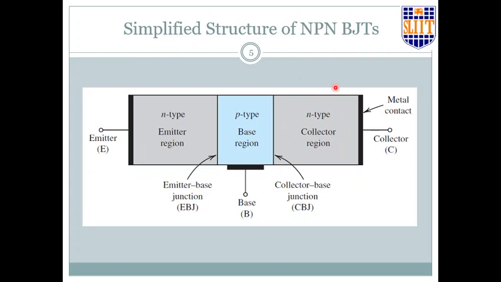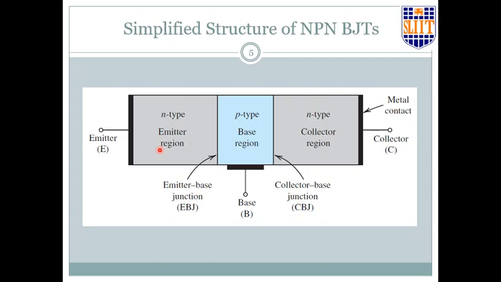In addition you have the metal contacts that will be connected to the leads, and we already discussed during the discussion of the diodes that the doping concentration towards the end should be a little higher in order to maintain an ohmic junction between the metal and the semiconductor, right?